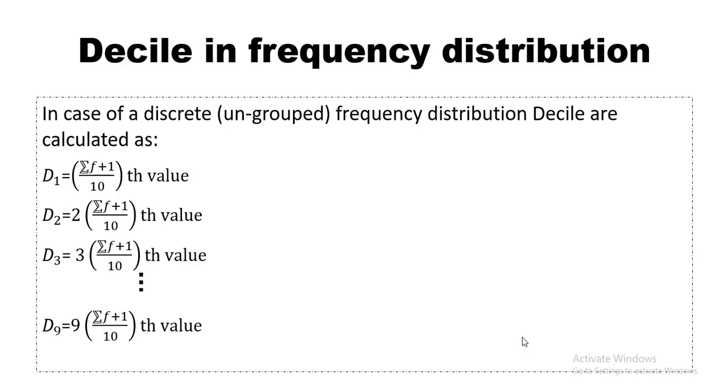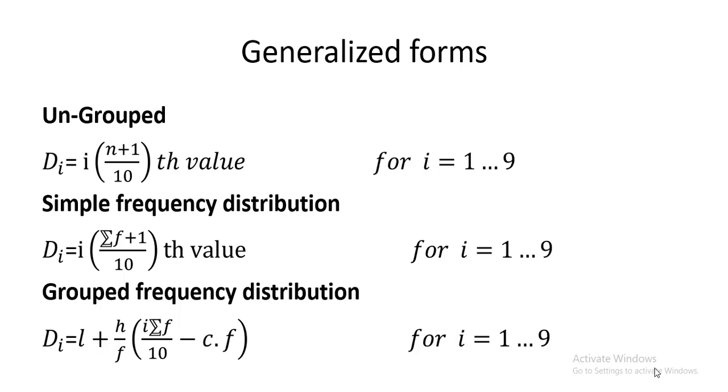If we're talking about a frequency distribution, in case of a discrete or ungrouped frequency distribution, deciles are calculated as D1 equals (summation f plus 1) divided by 10, D2 is equal to 2 times (summation f plus 1) divided by 10, and so on to D9, which is equal to 9 times (summation f plus 1) divided by 10. Now if we talk about the generalized forms, for ungrouped data, the generalized formula is D of i equals i times (n plus 1) divided by 10 th value, for i equals 1 to 9.